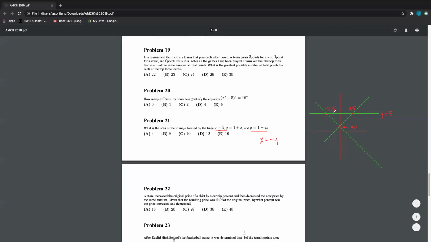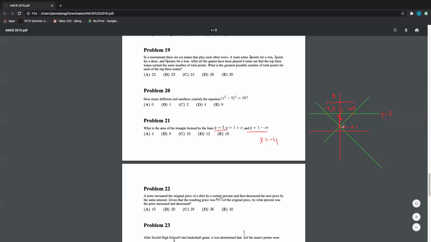So now to find the area of this triangle, we'll use base times height. This is probably our most convenient height. And we know the base is 8 because the distance between negative 4 and 4 is 8. We just need to know our height. We know this is going to be at y level 5. And we know this is at y level 1. So the difference between those two is 4.